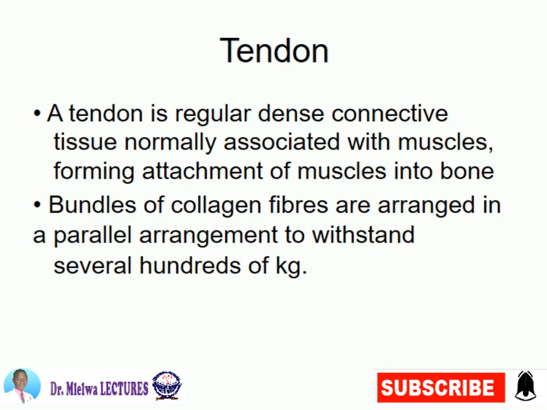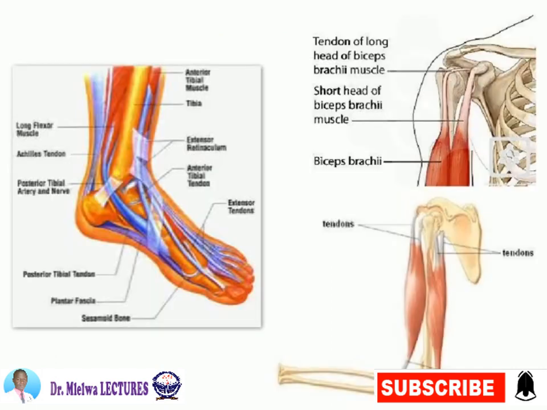And as I told you before, that tendon always possesses proprioceptors, which send information from the muscle to the brain about the state of the muscle, whether it is contracted or relaxed. Bundles of collagen fibers are arranged in a parallel arrangement to withstand several hundred kilograms. So tendons are always made up of fibrous connective tissues.